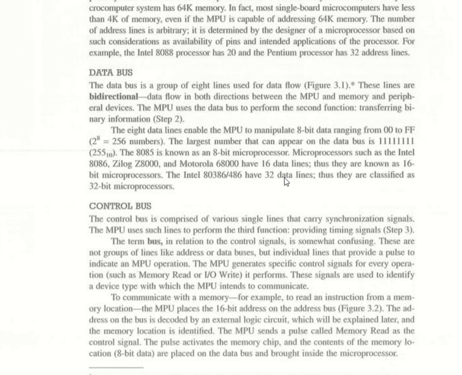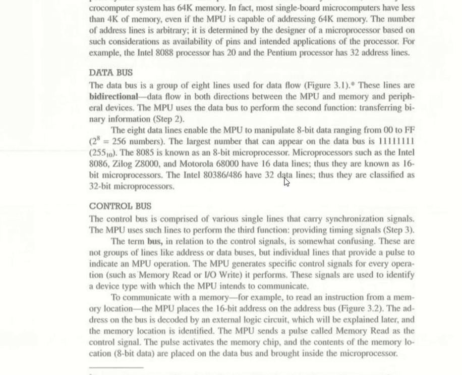So the 8 data lines enable the microprocessor unit to manipulate 8-bit data ranging from 00 to FF. And 00 to FF is, by the way, the hexadecimal system, not hexagonal, hexadecimal system, in which we go from 0 to F. We go in a conventional manner from 0 to 9, and for 10 we write A, and so on, A B C D E F. So for 10 we write A, 11 we write B, 12 we write C, 13 we write D, 14 we write E, and 15 we write F.